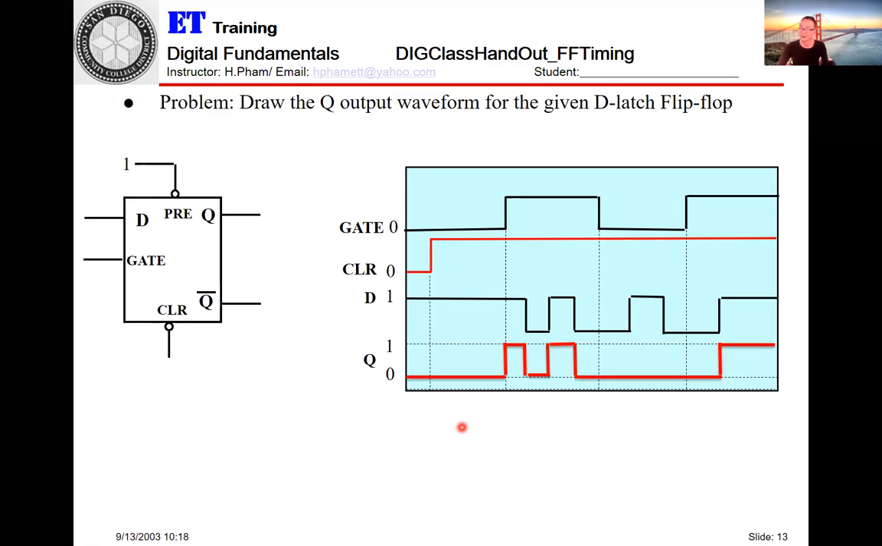Remember, gate equal to 1. Copy whatever D to Q. Copy exactly. However, gate equal 0. So Q is 0 right here. They still have to be 0. They no change up until the next one.